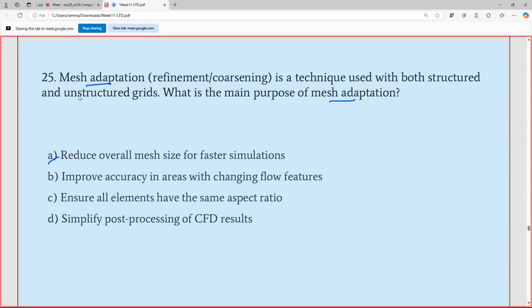So, the concept of mesh adaptation is refining or coarsening of mesh in different areas of the same mesh. This can be used with both structured and unstructured grids. The question is asking what is the main purpose of mesh adaptation? Options are reduce the overall mesh size for faster simulation. Option B, improve accuracy in areas with changing flow features. Option C, ensures all elements have the same aspect ratio. Option D, simplifying the post processing of CFD results. Try to answer the question.